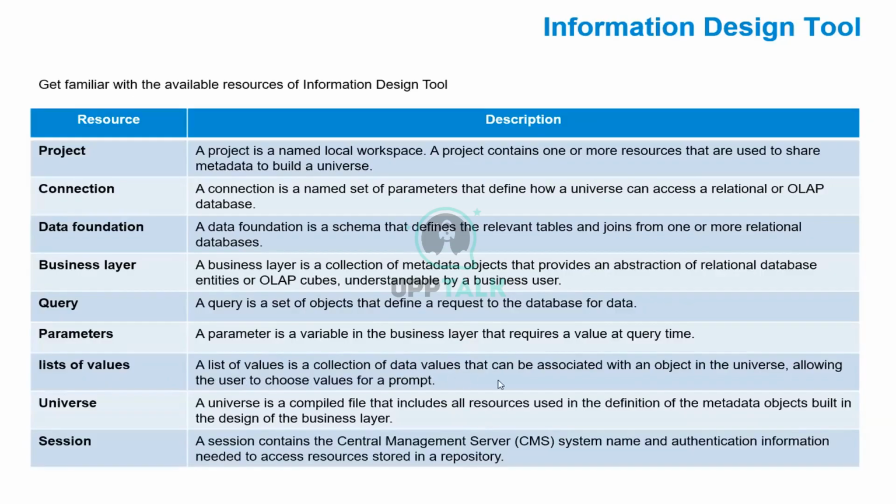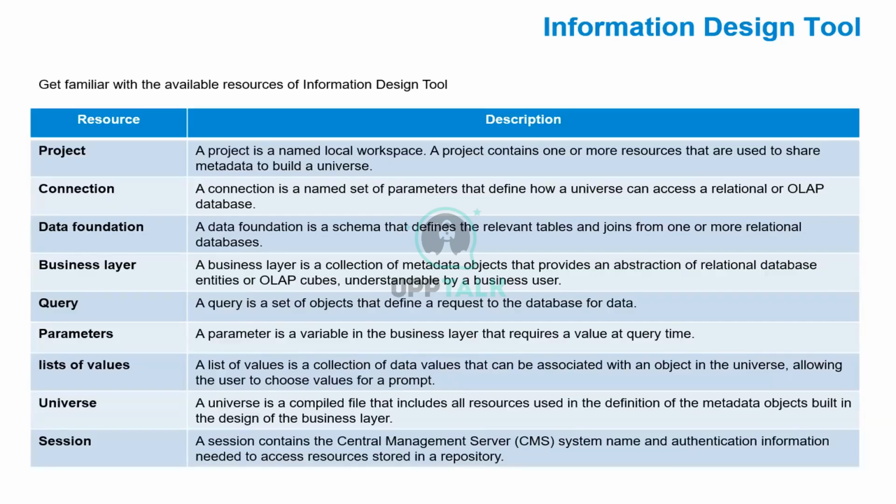List of values. A list of values is a collection of data values that can be associated with an object in the universe, allowing the user to choose values for a prompt. List of values is like, say we create a year prompt in the reporting layer and some users do not know how to enter it or how it is set up. What they can do is, instead of entering, they can select from the given list of values. That is possible if we have a list of values from the universe side.